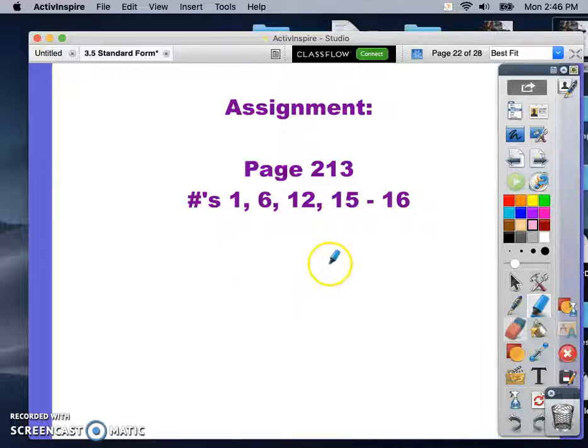Your assignment is going to be page 213, 1, 6, 12, 15, and 16.